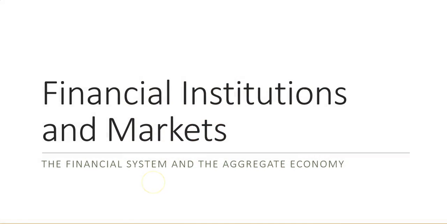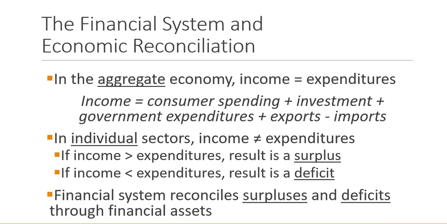Today's topic is the financial system and the aggregate economy. First, let's talk about economic reconciliation. How does the financial system help to reconcile the economy? The aggregate economy, aggregate meaning the total economy, in the aggregate economy, income equals expenditures. There's a balance in the overall economy.